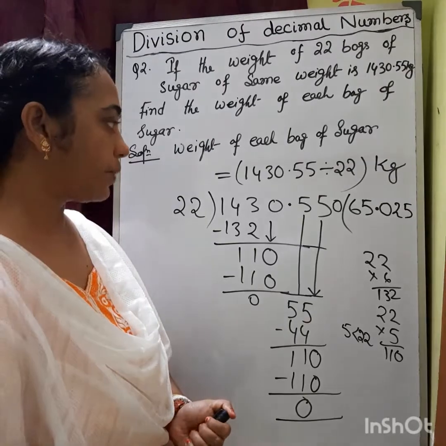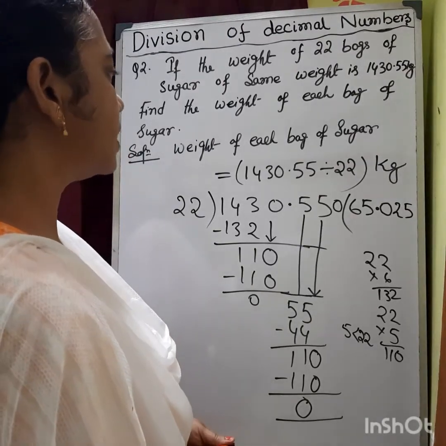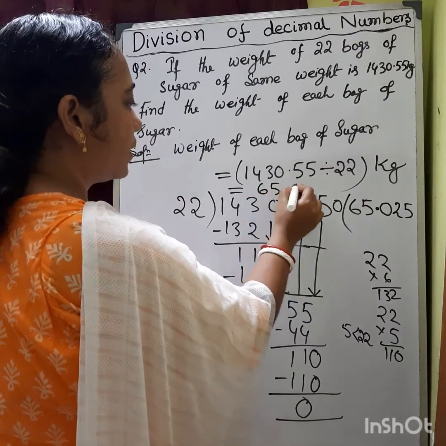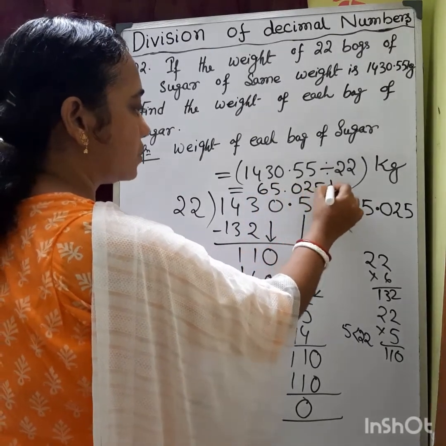So which is the required result? The weight of each bag of sugar will be equal to 65.025 kg.